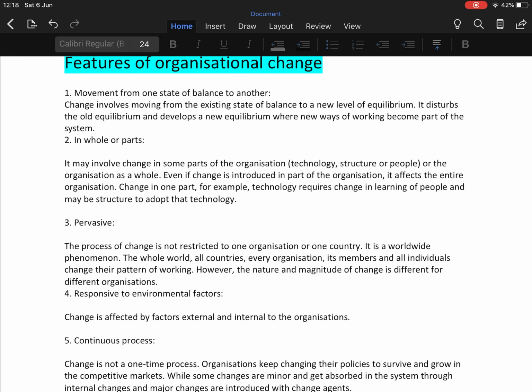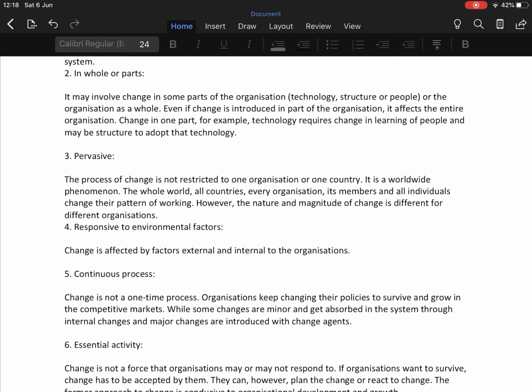The process of change is not restricted to one organization or one country. It is a worldwide phenomenon. It is everywhere. So the whole world, all countries, every organization, its members and all individuals change their pattern of working. However, the nature and magnitude of change is different for different organizations. Then the fourth characteristic is responsive to environmental factors. Change is affected by factors external and internal to the organization. It is affected by both external and internal factors of the organization.